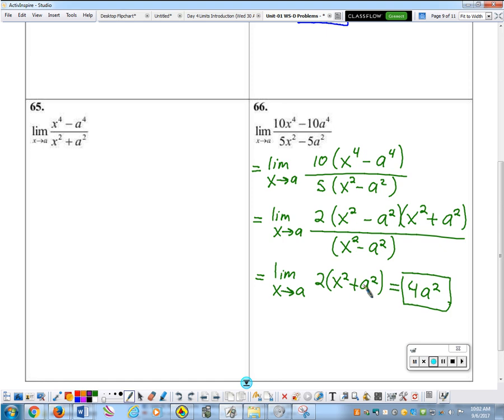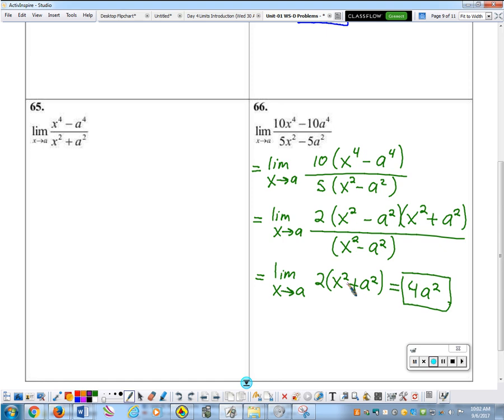Because I'm trying to figure out what happens when x gets close to a. 2a squared multiplied by 2 is 4a squared. So I'm checking a little more and a little less. Don't forget to check a little more and a little less. Question? Awesome. So that's 66.